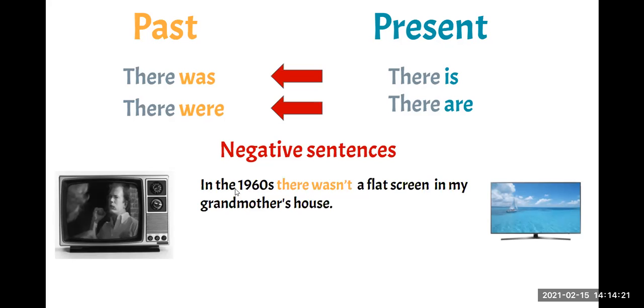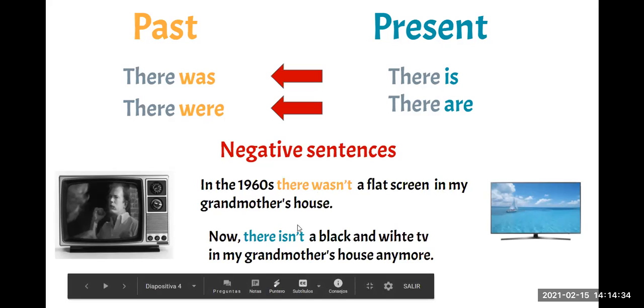Okay, so in the 1960s, there wasn't a flat TV in my grandmother's house. There wasn't a flat screen, right? Now, there isn't a black and white TV in my grandmother's house anymore. Okay, ya no hay una tele en blanco y negro. Okay, so this is the negative sentence.